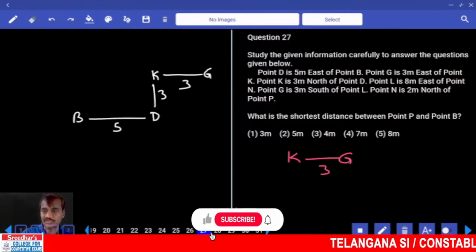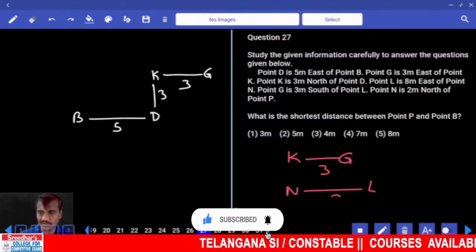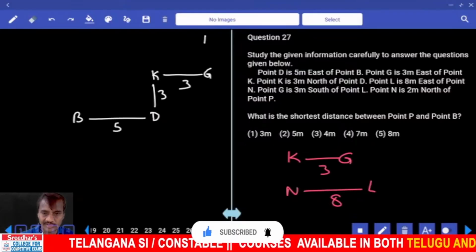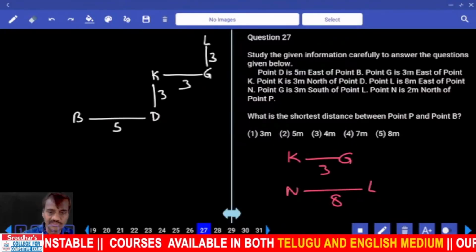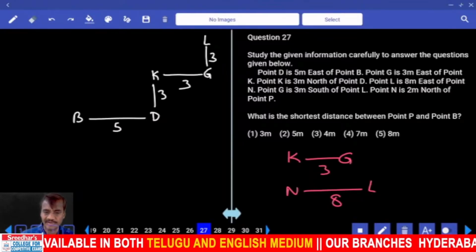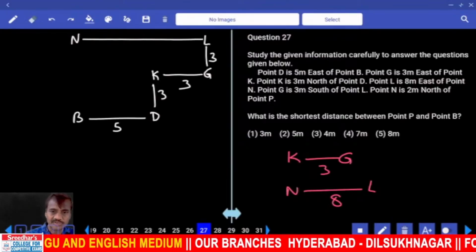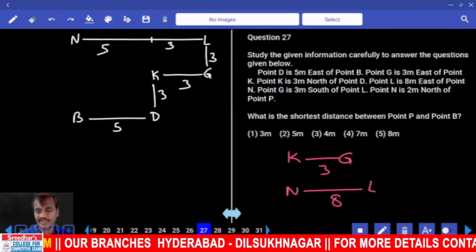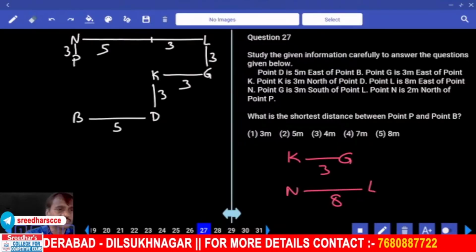And L is 8 meters to the east of N. L is 8 meters to the east of N. G is 3 meters to the south of L. Now L is here, G is 3 meters to the south of L. Now G is here. L and N: N is 8 meters, 3 plus 5, N must be here, 8 meters. From here to here this is 3, now this is 5. And N is 2 meters to the north of P. Now between N and P the distance is how much? 3 meters.